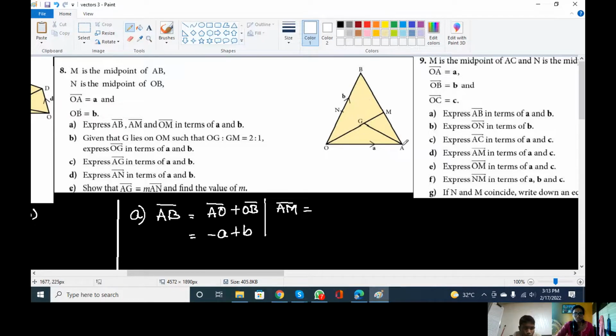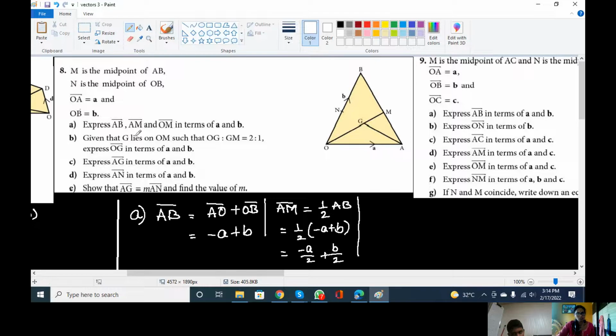Next AM. A to the M. How can we find out AM? M is the midpoint they have given. So AM is half of AB. Half of negative a plus b, which is nothing but minus a by 2 plus b by 2.